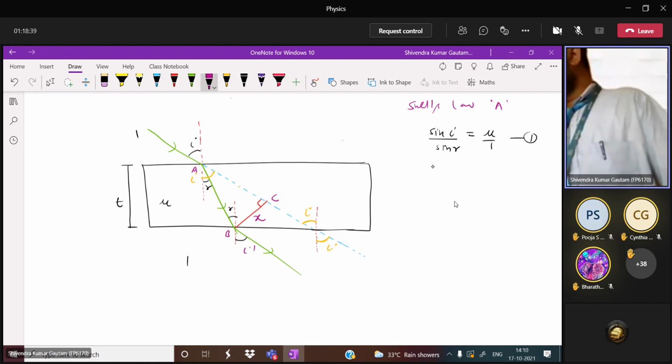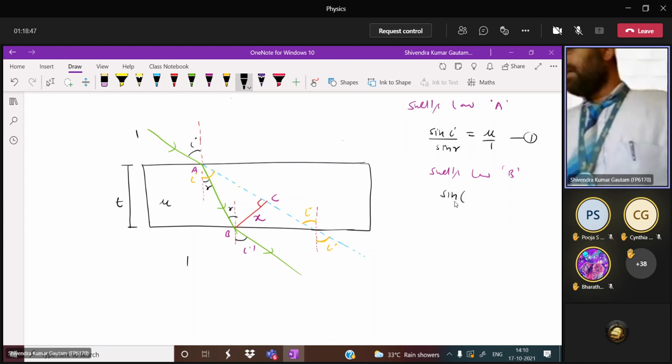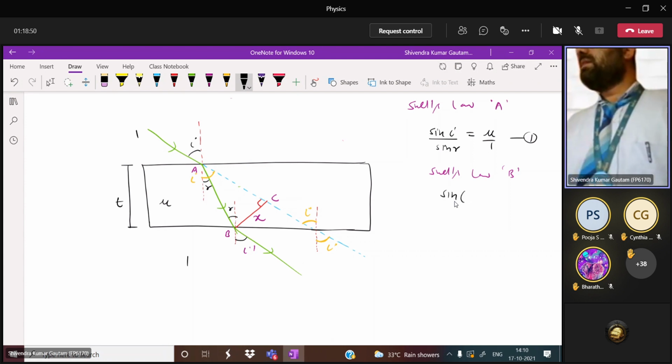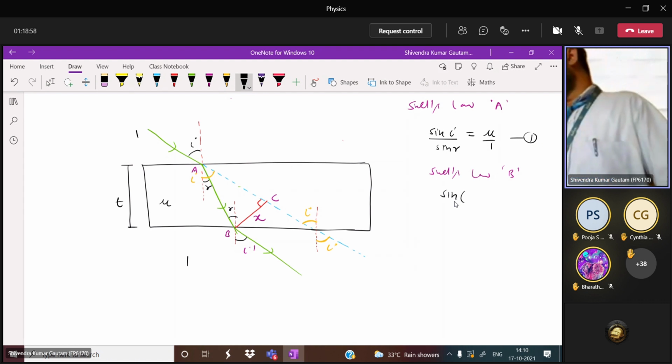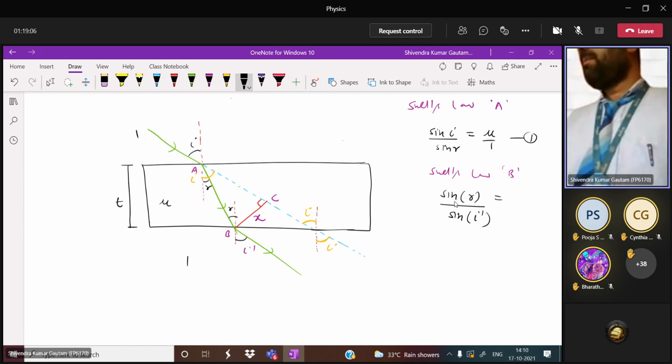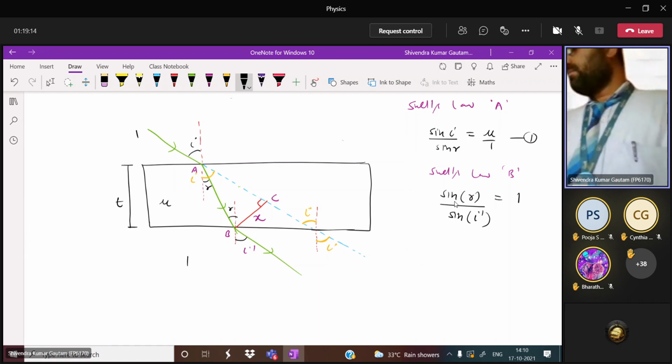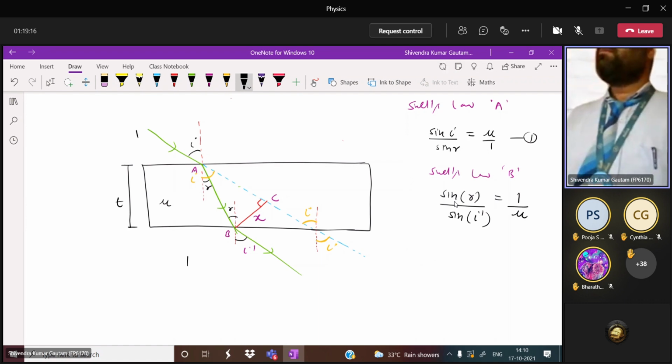If I apply Snell's law at B point, what expression will I write here? What is i here at B point? It is i dash. At B point there is refraction. The ray goes from denser to rarer now. So sin r divided by sin i dash is equal to mu2 by mu1, the second medium by the first medium, which is 1 by mu. Yes or no?